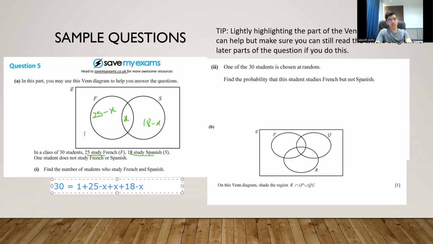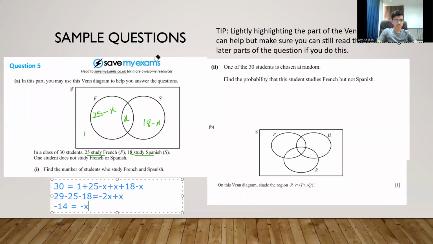Okay, you rearrange this equation, you get 29 minus 25 minus 18 is equal to minus 2x plus x. Again simplifying it gives you minus 14 is equal to minus x. That just means that x is equal to 14. So this part here, you see x is equal to 14. So over here you write 14 as your answer.